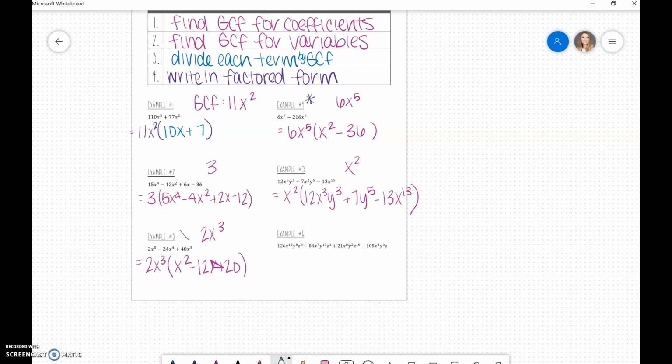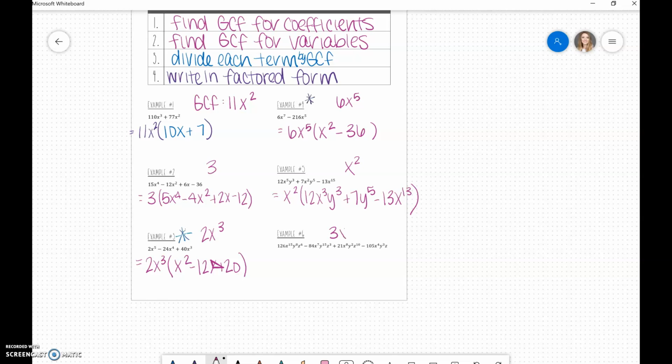But also please put a star by example 3. That's another one that could be factored further, but for now we can just leave it. Example 6 has a lot going on. We have coefficients, we have x's, we have y's, and we have z's. Looking at our coefficients, our greatest common factor is only a 3. We have x to the 15th, x to the 7th, x to the 8th, and x to the 4th.